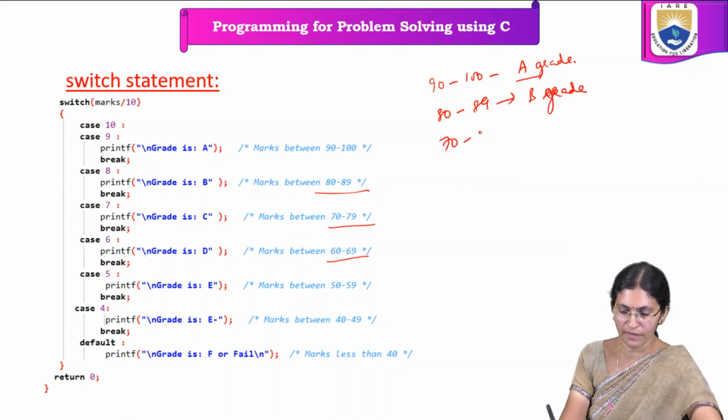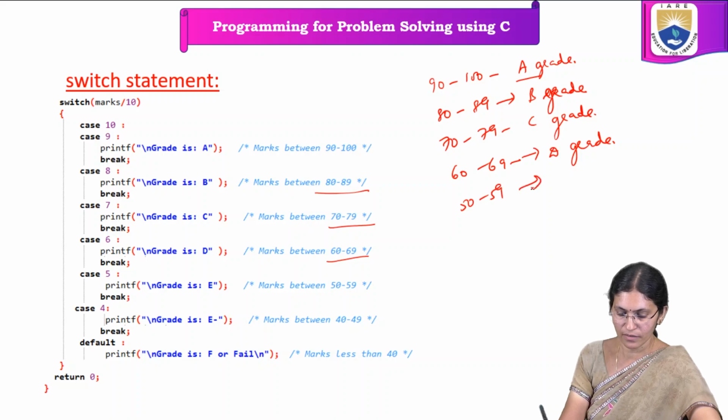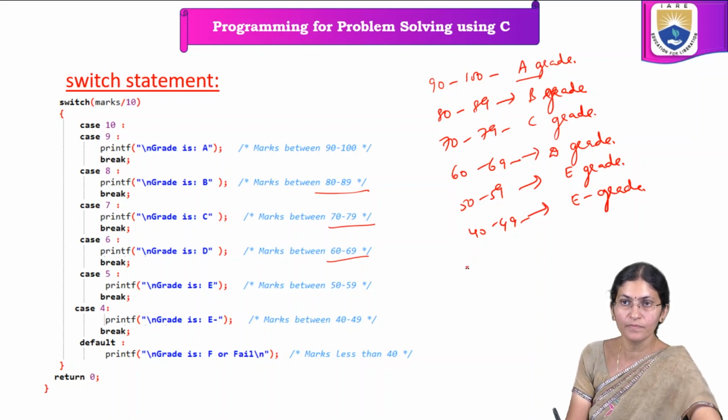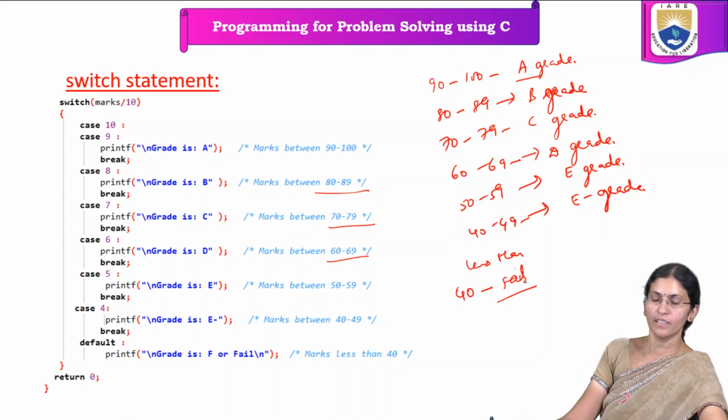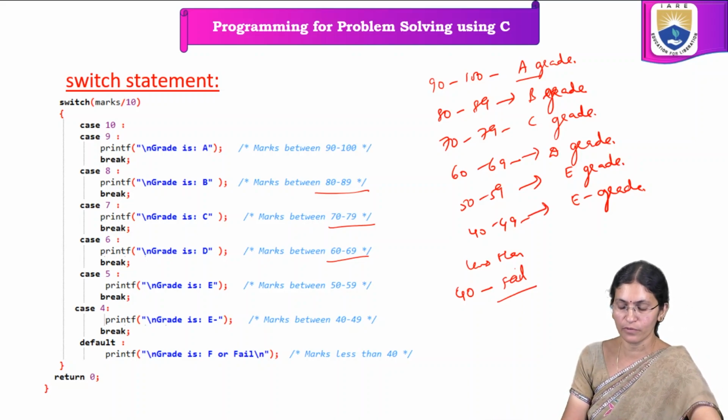If the marks are between 70 to 79, C grade has to be displayed, and 60 to 69 are considered as D grade. 50 to 59, E grade. Then 40 to 49 is E minus grade. And then after that, less than 40. So less than 40 is fail. If the student is getting less than 40, he is fail. So we have to write a program for this. Based upon these conditions, we have to display the grades of the student.